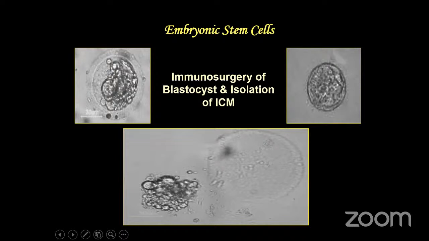Then comes the immunosurgery that I was telling about. What happens? We use specific antibodies, and since we are not permeabilizing, the antibodies attach to the outermost cells.